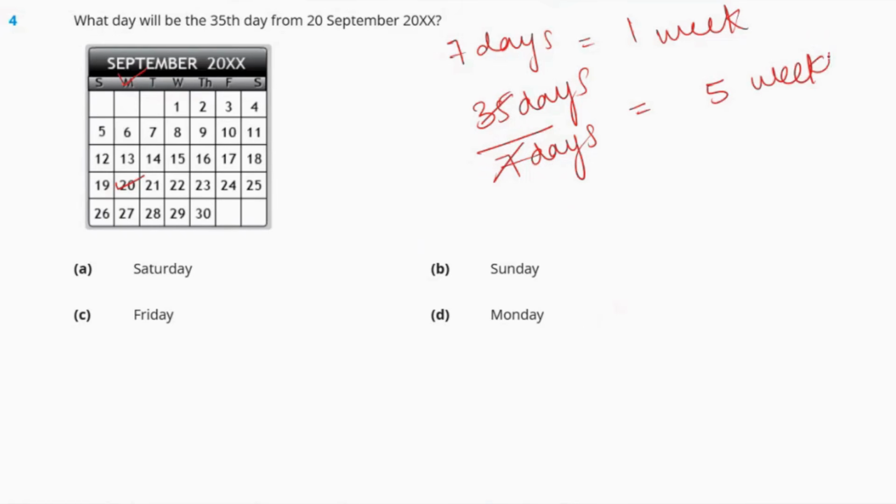5 weeks. Now we know that whenever we talk about 1 week, suppose today is Tuesday, and if we consider 1 week after today, so 1 week after today will also be Tuesday. Therefore, similarly, 5 weeks after Monday will be Monday itself. So the right answer to this question is option D.